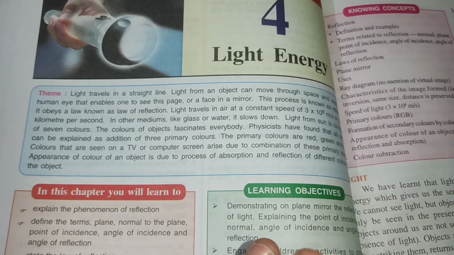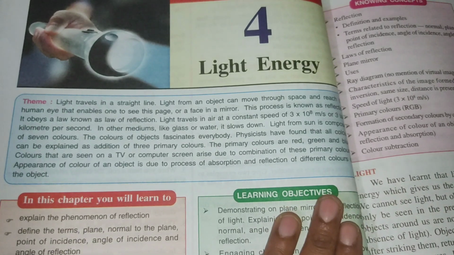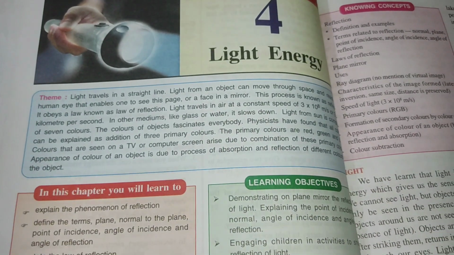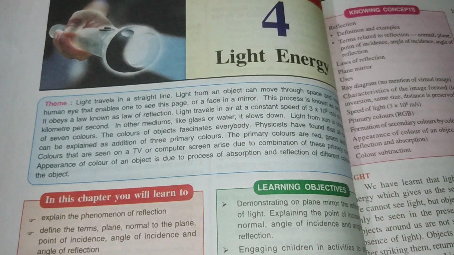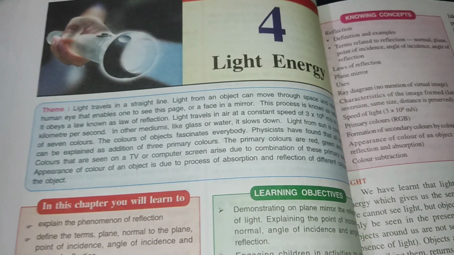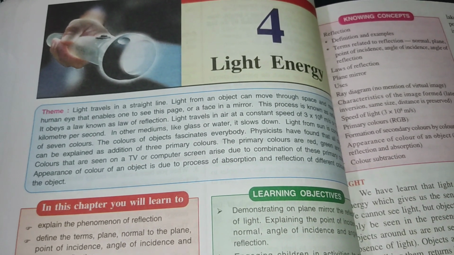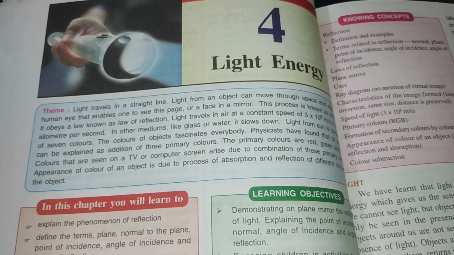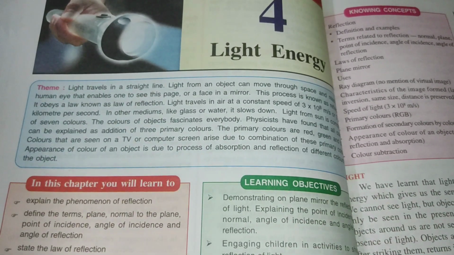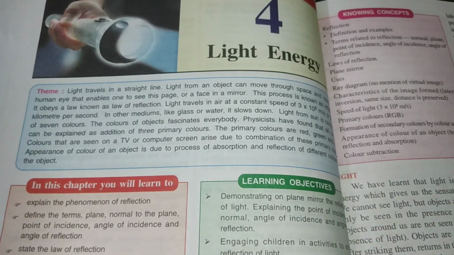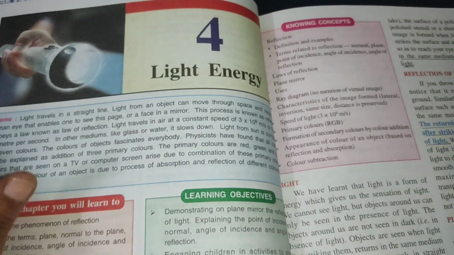These 3 colors are called primary colors, and we can see a computer screen or a TV screen because of these colors only. Why does an object appear to have a color? Because of absorption. The light is absorbed and reflected back in different colors by the object. This is the theme of the lesson, so let's go to the concept.